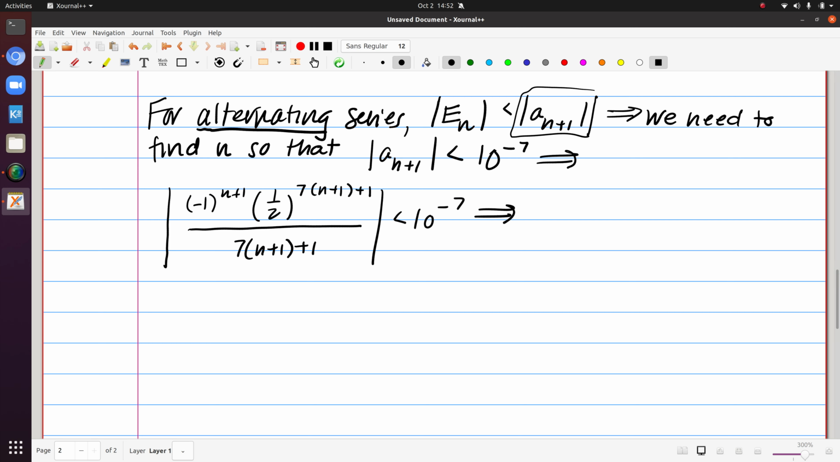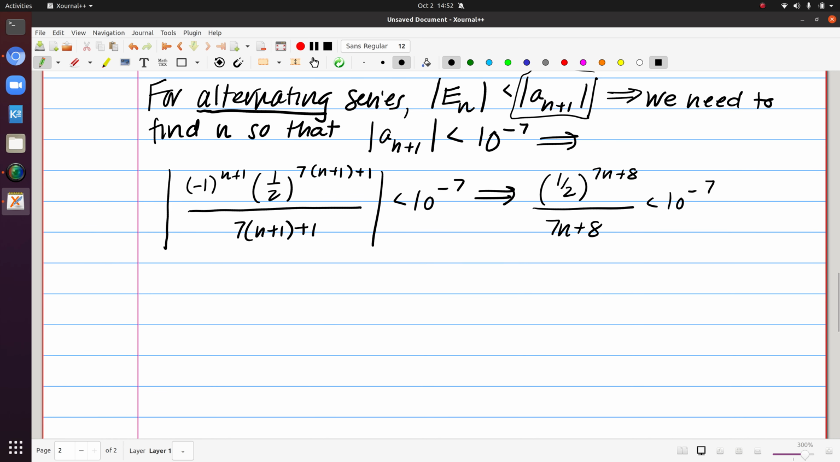Now we can clean that up a little bit. The absolute value tells us we can disregard the negative 1, and I can write this as 1/2 to the 7n plus 8 divided by 7n plus 8. And so this gives us a very concrete inequality to deal with. So at this point, what we could do is plug in values of n to see when we get something smaller than 10 to the negative 7th. So for instance, you could check that n equals 2 works.